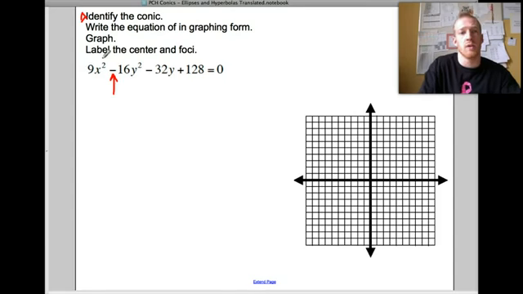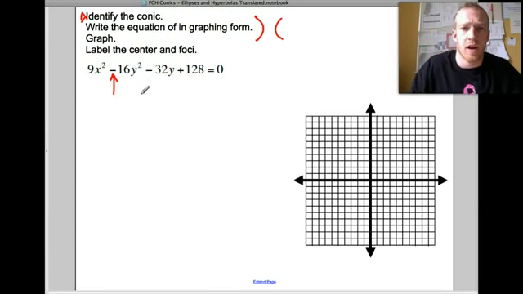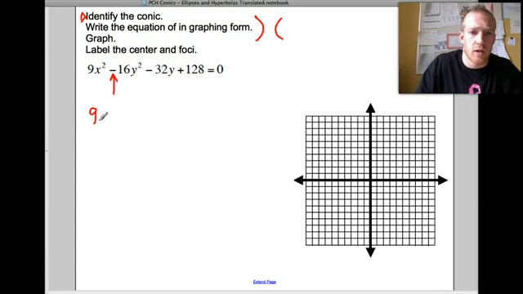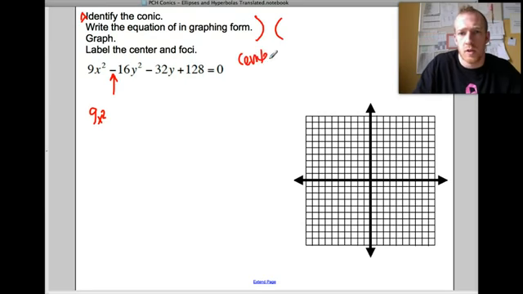If they were both negative, we could divide the whole thing through by a negative, and we'd have an ellipse or a circle. But this is going to be a hyperbola, and it's going to be a sideways opening hyperbola because the x squared is our positive term. So again, we're going to rewrite it, 9x squared. Now there's no other x term, so we know the center is going to have an x coordinate of 0.